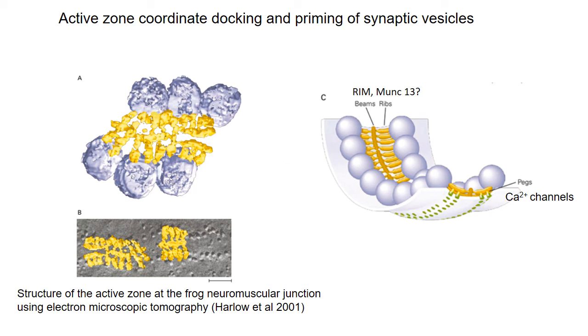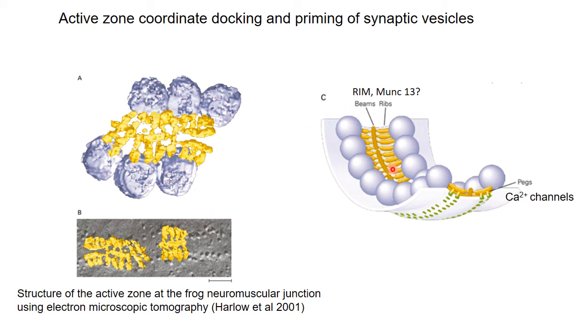So this is what we know biochemically and through studies of mutations. How this exactly looks at the synapses or active zones is much less known. There are some really cool microscopy studies. This is an example of electron microscopic tomography by Harlow, 2001, again from the neuromuscular junction, in which you have synaptic vesicles which are tethered to the channel. So we have these ribs and beams, that's what they call them, that's how they really look.